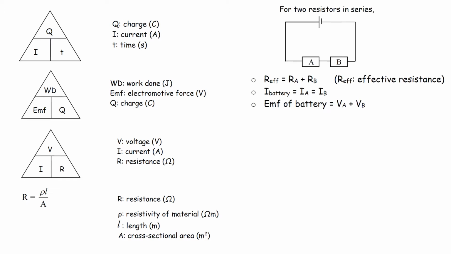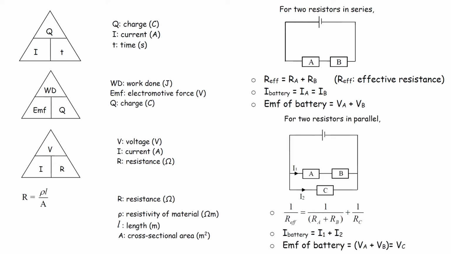For two resistors in a series circuit, the total or the effective resistance of the circuit is the individual resistance of A plus the resistance of B. The current at any point in a series circuit is the same. So the current that comes out from the battery is the same as the current flowing through resistor A, which is the same as the current flowing through resistor B. The EMF of the battery is the potential difference across A plus the potential difference across B.